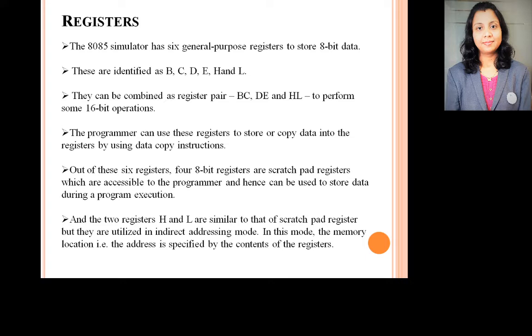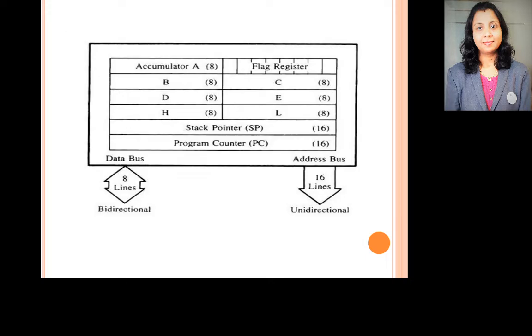And the two registers, that is the H and L, are similar to the scratchpad registers, but they are utilized in indirect addressing mode. In indirect addressing mode, the memory location, that is the address, is specified by the contents of the registers. Here you can see the general purpose registers and the special purpose registers.